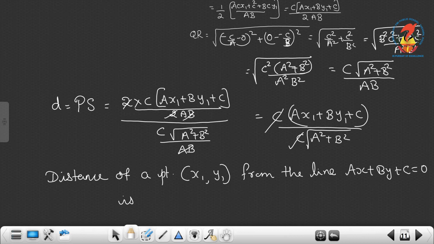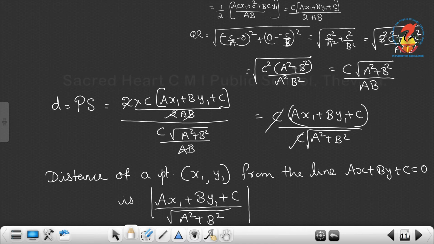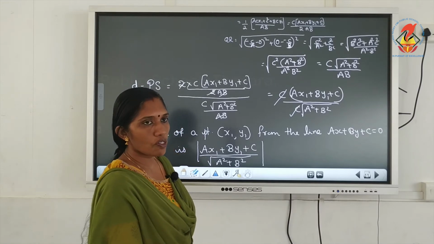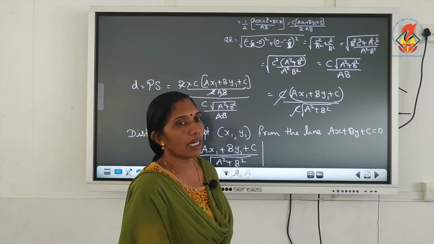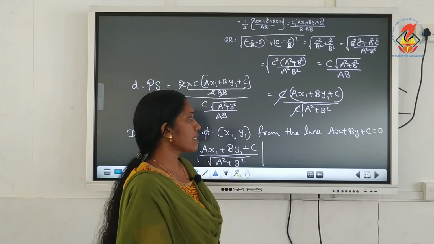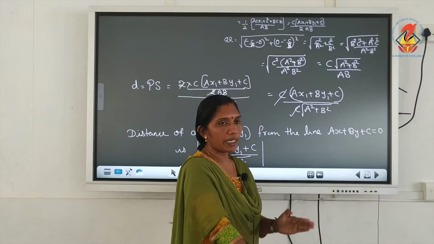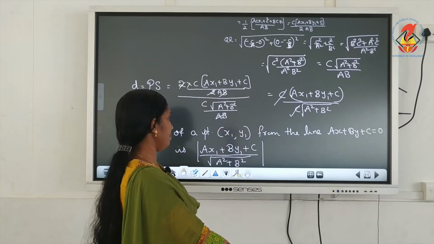Then the denominator is root of a square plus b square. So it is ax1 plus by1 plus c, by root of coefficient of x square plus coefficient of y square. Then put the modulus symbol. Modulus indicates that distance is always positive. Okay, so the distance of a point (x1, y1) from the line ax plus by plus c equal to 0 is: substitute for x and y the given point, by root of a square plus b square.